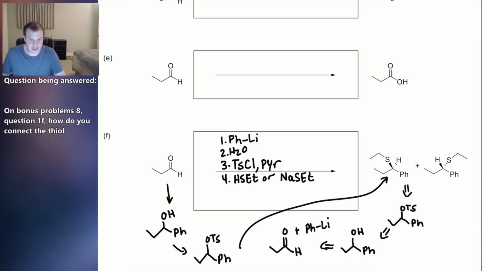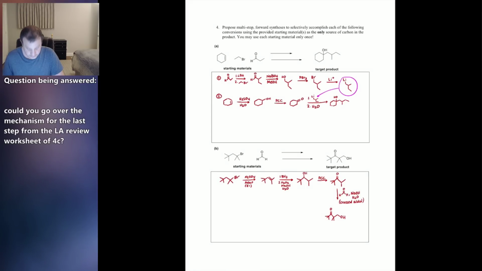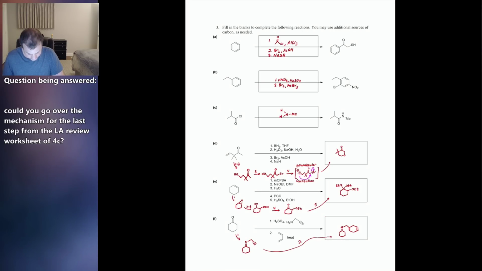Does AlBr3 not need to be explicitly written? I'm not sure of the context on that. Julia, if you let me know which reaction you're thinking of where AlCl3 does need to be explicitly written. That's not optional. So, the mechanism from the last of the LA review worksheet. Yes. 4C.